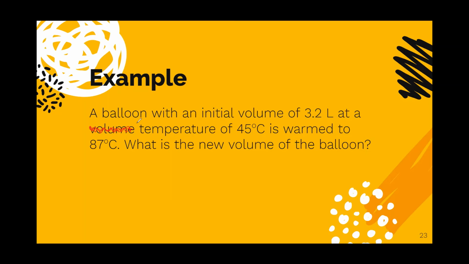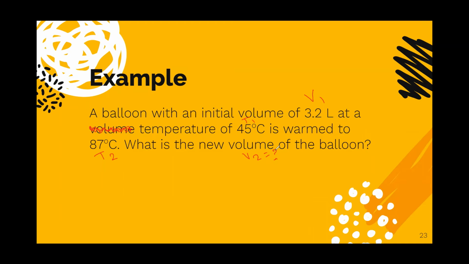Okay, so let's identify what variables we have. We have an initial volume. This is V1. And we have a temperature. This is going to be T1. And it's warmed to 87 degrees. So this is T2. What we're trying to find is V2. This is our unknown. I like to put a little question mark to say that's what I'm trying to find.